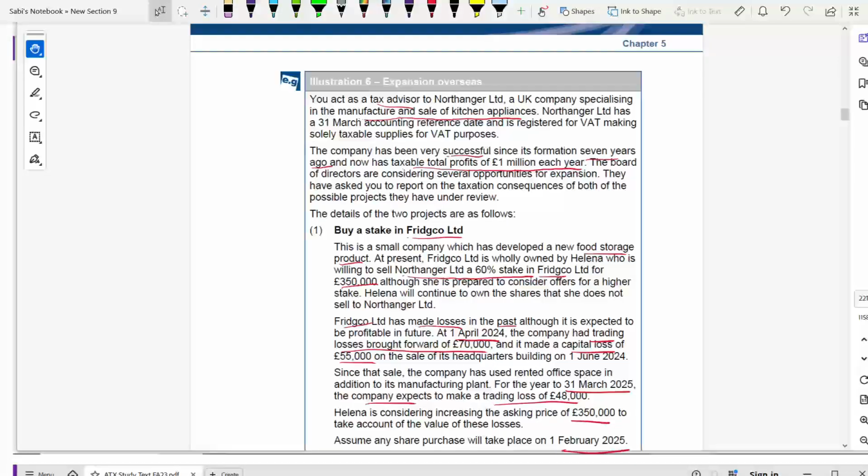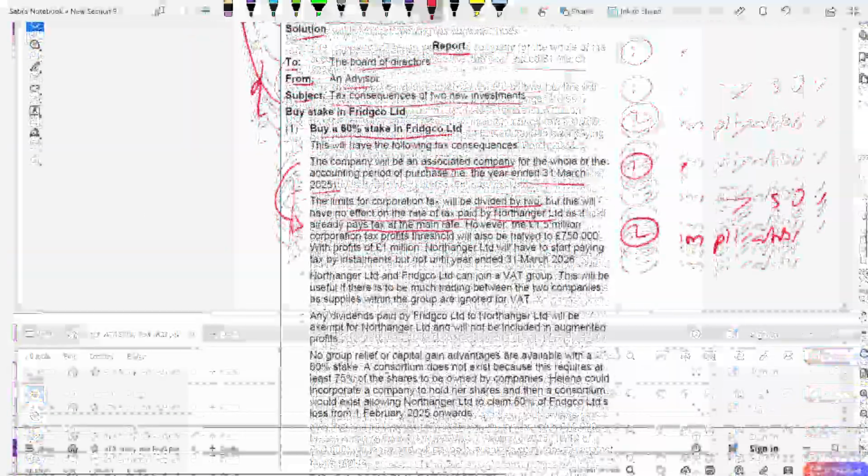Why? How do you know they are paying at the main rate? Again, we'll go to the case study. You see, it's being successful. Okay, they are making 1 million, so it's more than 250. If you divide that 250 by 2, it's 125. Still, it's more, 1 million TTP. It's a huge TTP. So they will be paying at the main rate. Okay. Next.